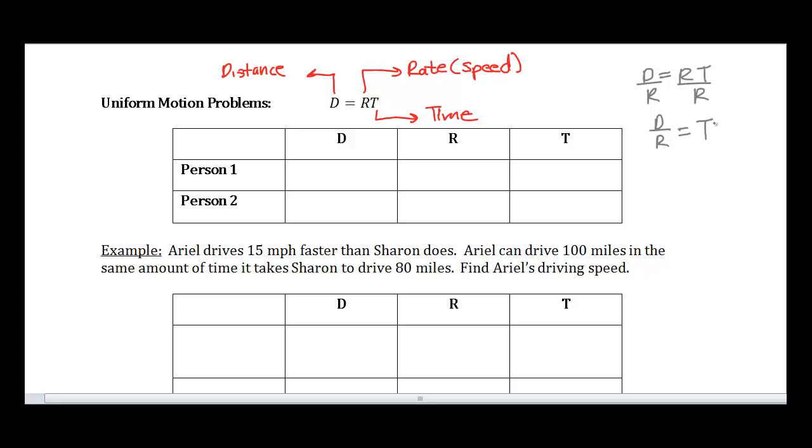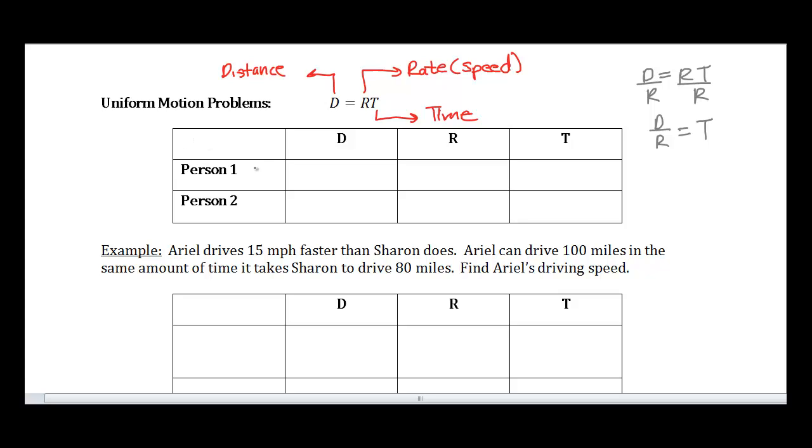Two people might be going, driving or running, or there might be two situations. In one situation, we might be going somewhere. In another situation, we might be coming back. We're always going to have two situations. So this is how I'm going to set up my chart. Again, when there's two things, I'm going to set the chart up to help organize my thinking.